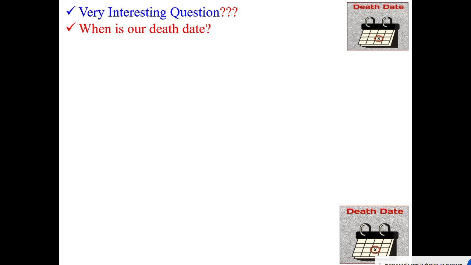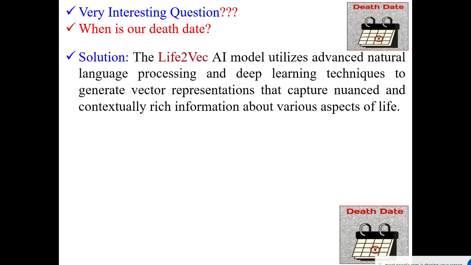Still R&D is ongoing, research and development, and the researchers are finding the solution for this question. There is a solution for this one: when is our death date? There is a solution called Life2Vec. It is a model. A model is nothing but statistical models like linear regression, non-linear regression, logistic regression, and AI models, machine learning models, deep learning models, and generative AI models right now.